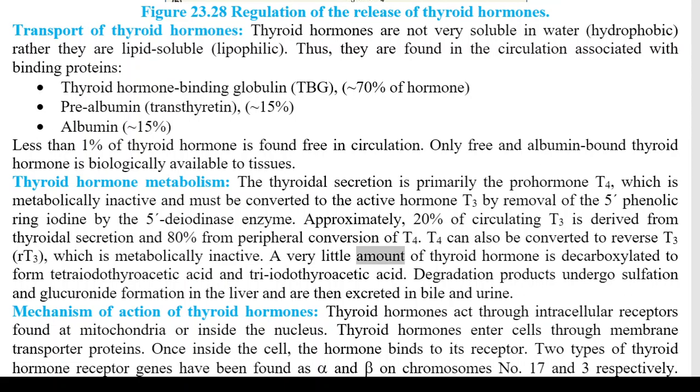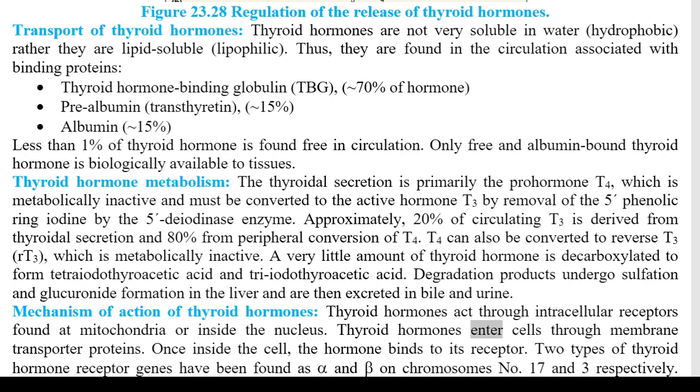A very small amount of thyroid hormone is decarboxylated to form tetraiodothyroacetic acid and triiodothyroacetic acid. Degradation products undergo sulfation and glucuronide formation in the liver and are then excreted in bile and urine. Mechanism of action of thyroid hormones. Thyroid hormones act through intracellular receptors found at mitochondria or inside the nucleus.